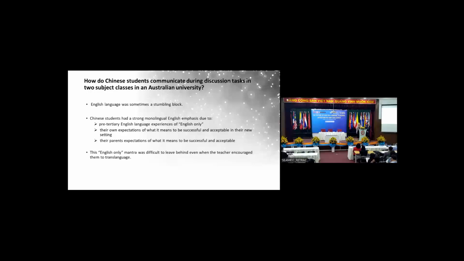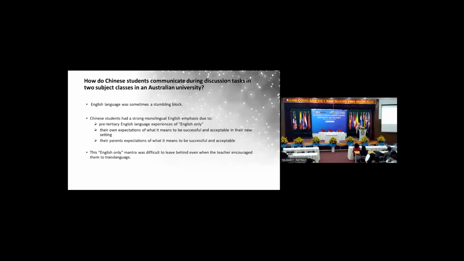So they did say that their own expectations of what it means to be successful in this particular context were affecting the way they were thinking about this whole thing of translanguaging, and they wanted to be accepted into the new setting. But they also admitted that their parents had spent a lot of money sending them as international students, thousands and thousands of dollars to send them on this journey, and that they wanted to please their parents, obviously. So they wanted to be successful.